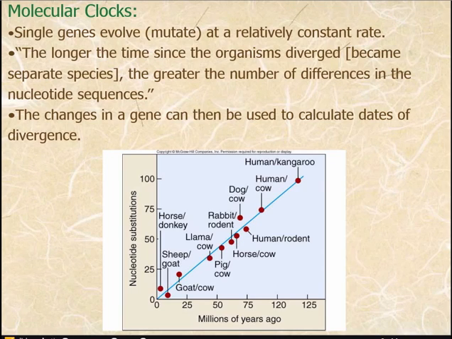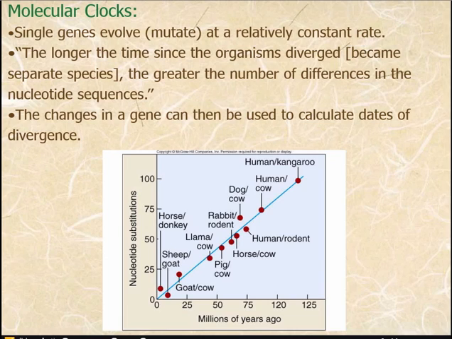Similarly, scientists have been using something called molecular clocks. Again, they're looking at the number of mutations or the number of differences between organisms in terms of their A's, T's, C's, and G's, their nucleotides. What they've figured out is that genes appear to mutate at a relatively constant rate. And so what it says here, I'll read the quote, the longer the time since the organisms diverged, the greater the number of differences in the nucleotide sequences.